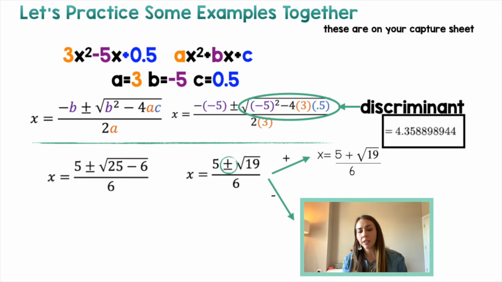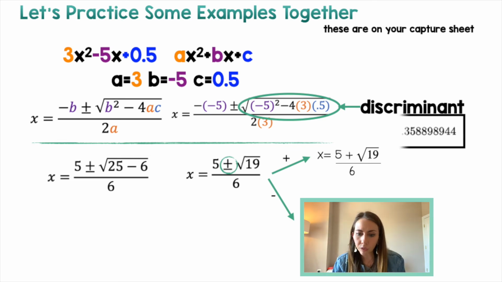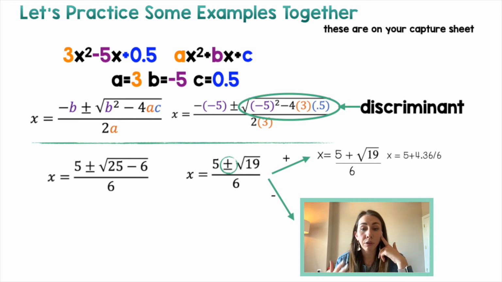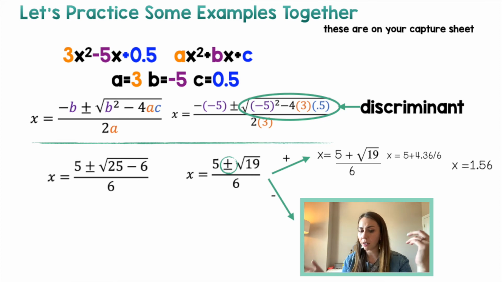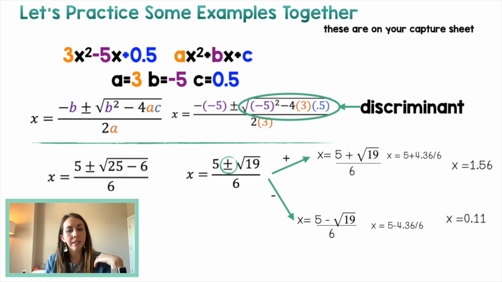The other way we can do this is by rounding the square root of 19 and moving on from there. So let's try rounding. We'll use 4.36, rounding to the nearest hundredths place. When you add that with 5 and then divide by 6, the answer you'll get is 1.56. Not a bad looking answer. The next option is if it was subtraction. So this time we subtract 4.36, which is a rounded version of the square root of 19. It's not exact, but it's close. And this time we get 0.11.